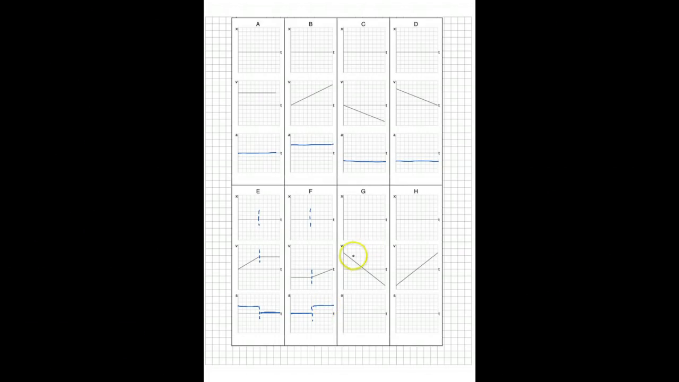Okay, in G, our velocity graph starts positive and ends negative, but the slope is constant and negative, so is our acceleration. And in H, the slope here is constant and positive, so is the acceleration.